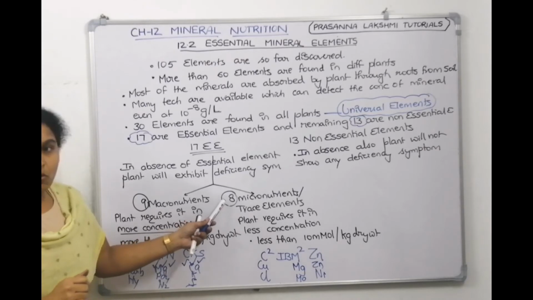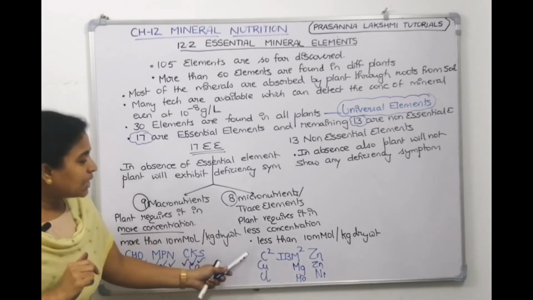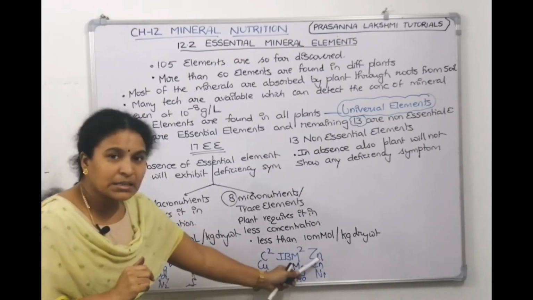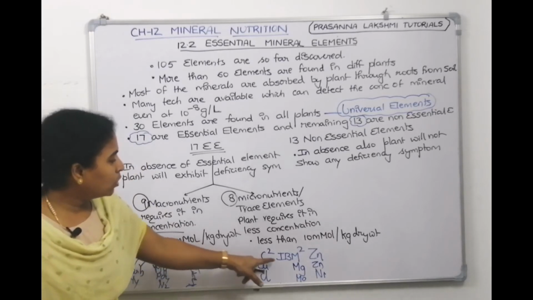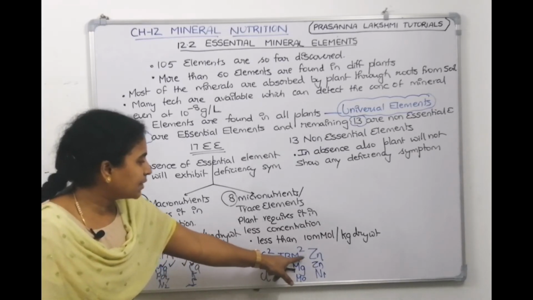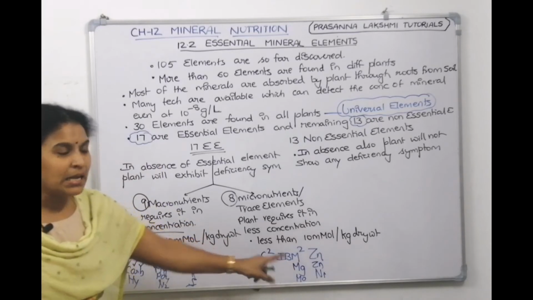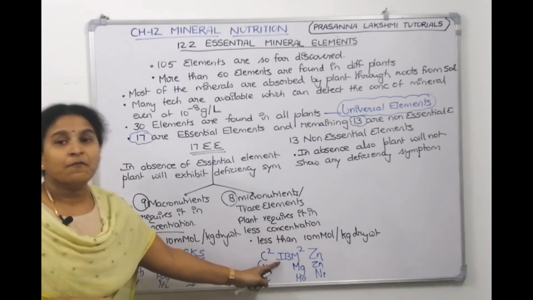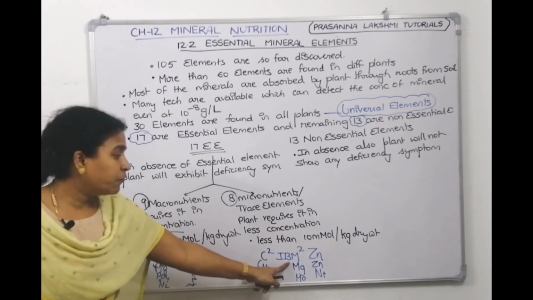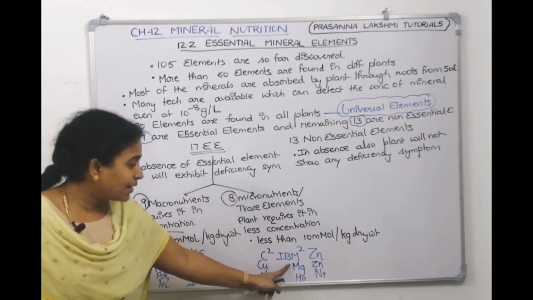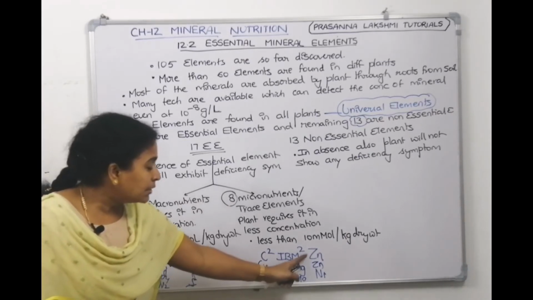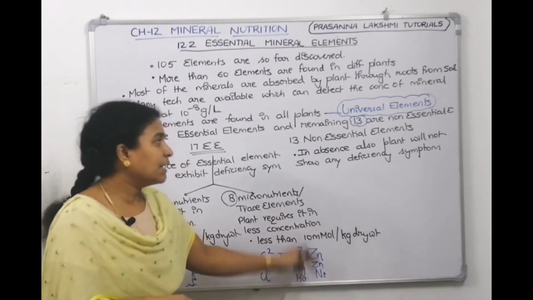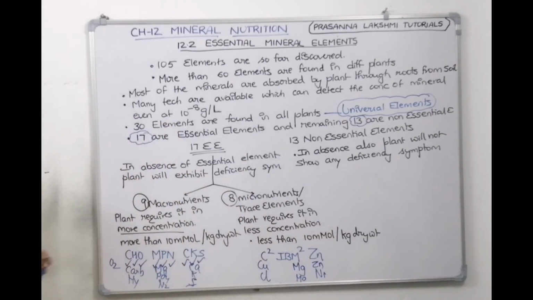Now for the 8, the code I have made is C square IBM square Zn. 1, 2, 3, 4, 5, 6, 7, 8. C stands for copper, chlorine. I for iron, B for boron, M for molybdenum, Z for zinc, N for nickel. Take a screenshot, we will continue.